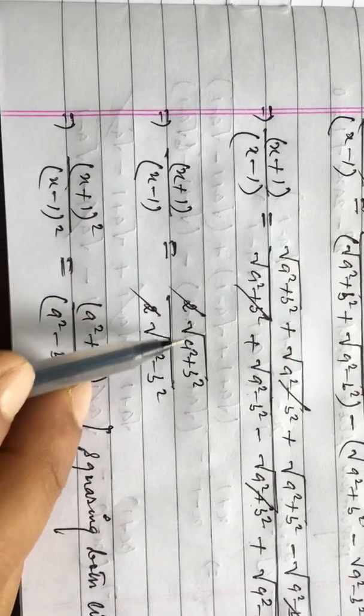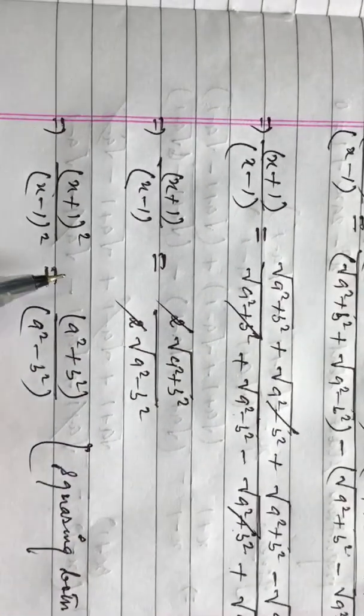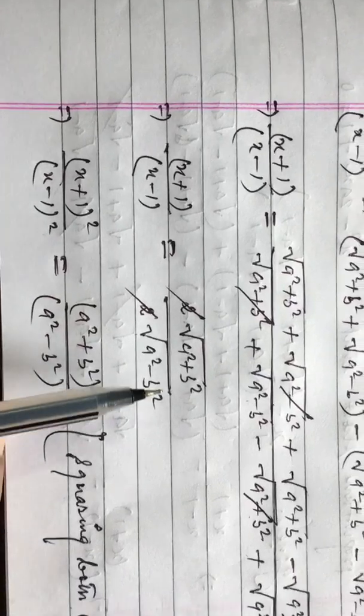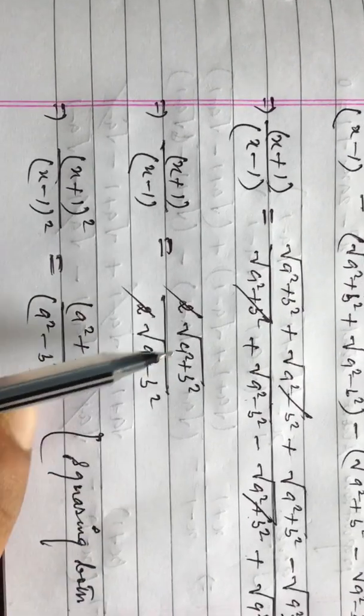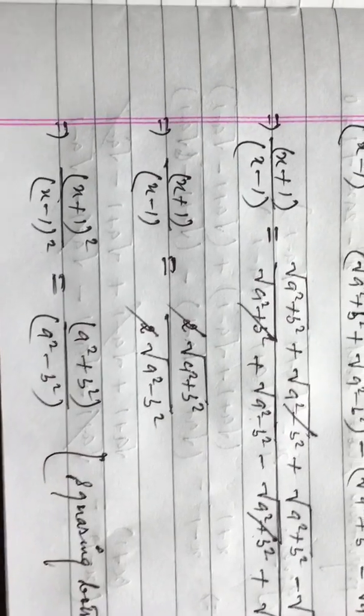Now for removing this square, we are taking the square root, squaring both the sides. On squaring this side and this side, the root will be cancelled, a square plus b square. Root will be cancelled, a square minus b square.